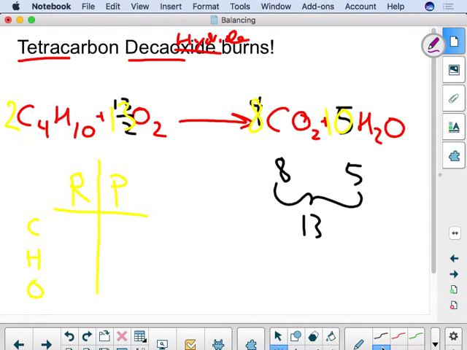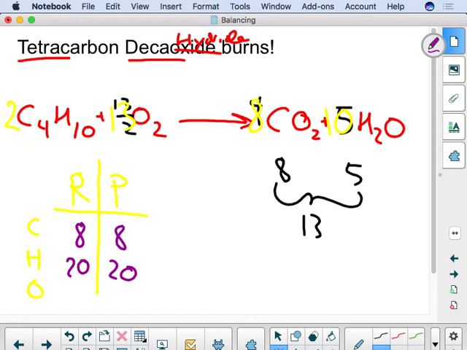So, my carbon on the reactant side is 8. On the product side is 8. My hydrogens is 20 on the reactant side. This is 10 times 2, also 20. Things are looking pretty good.